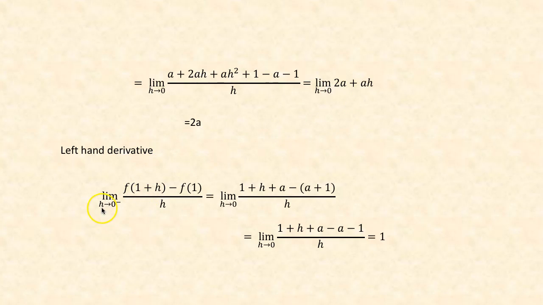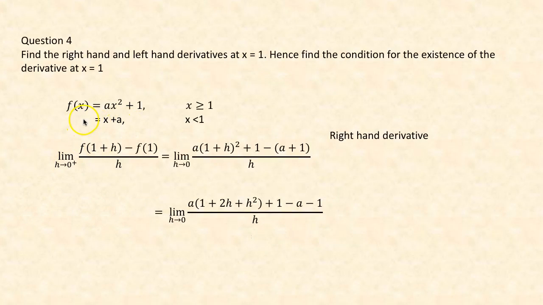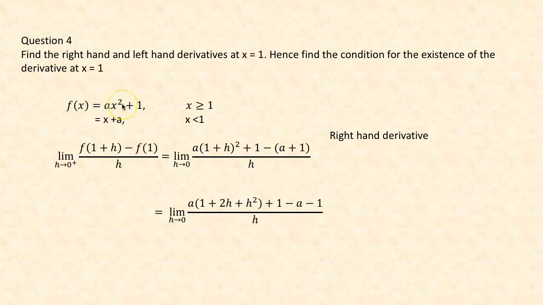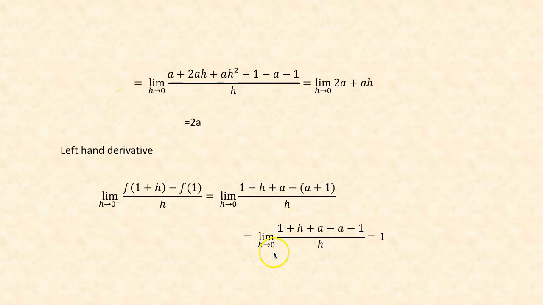The left-hand derivative is limit as h tending to 0 to the left, f of 1 plus h minus f of 1 by h. h tends to 0 to the left means h is less than 0. So 1 plus h is less than 1. So f of 1 plus h would be 1 plus h plus a, minus f of 1, which is a plus 1. So you get limit as h tending to 0, 1 plus h plus a minus a minus 1 by h. The a and 1 cancel, the h cancels and you get 1.